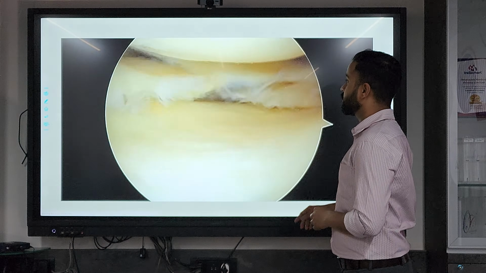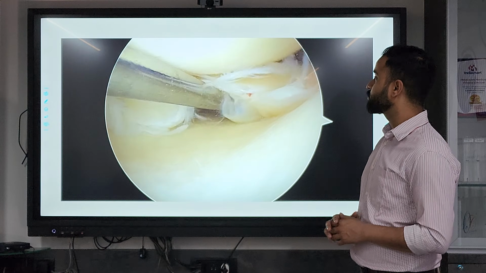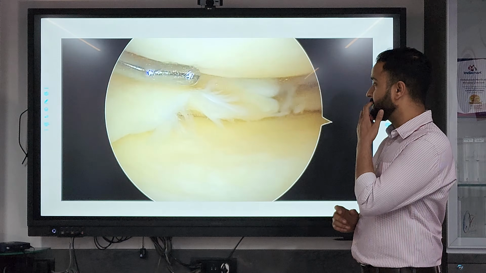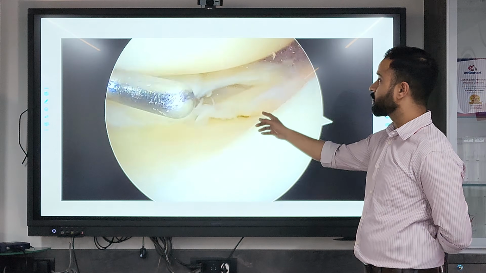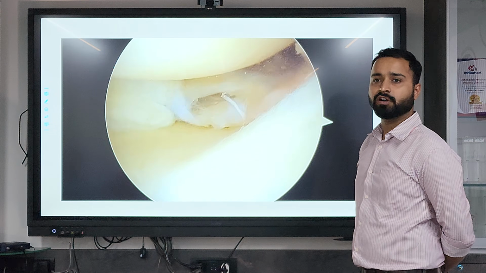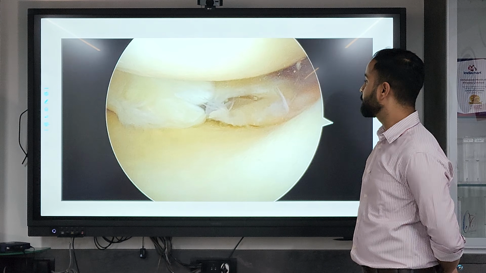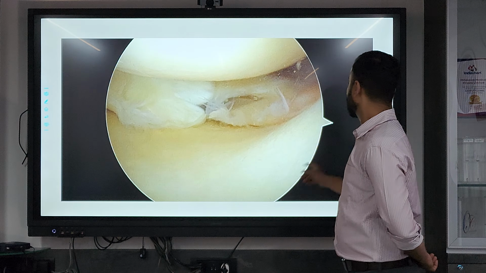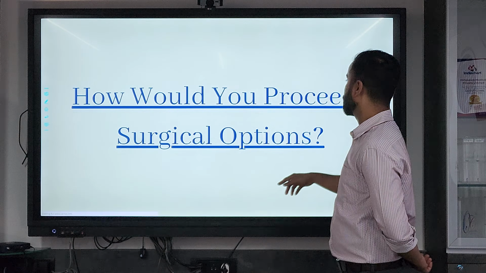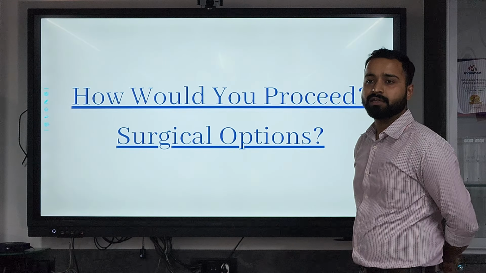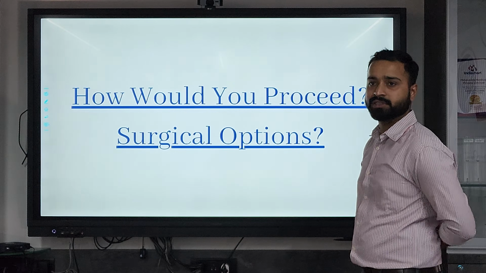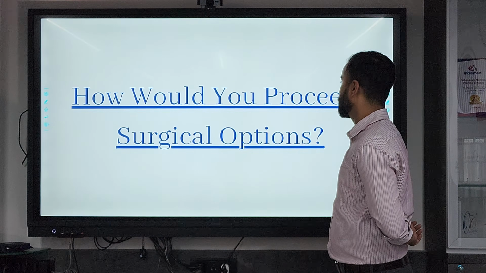The next slide, what we are showing is the diagnostic arthroscopic picture. So here you can see that there is a complex tear of the posterior horn of medial meniscus. So how would we proceed? What are the surgical options in such a case scenario?